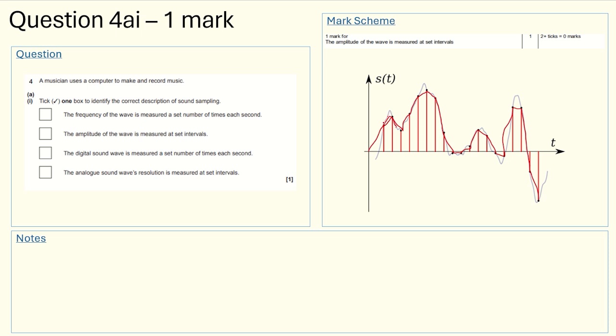So the point of this really is if we've got a higher sample rate, then we're going to get a more accurate representation of the original sound, because we'd have a sample here as well, wouldn't we? So it'd actually go up there and look more like the original. So the higher the sample rate, the better the quality is going to be, the closer to the original. But the downside is that it will take up more data, because it's having to store more zeros and ones and more binary digits. So the actual answer here is that the amplitude of the wave is measured at set intervals.